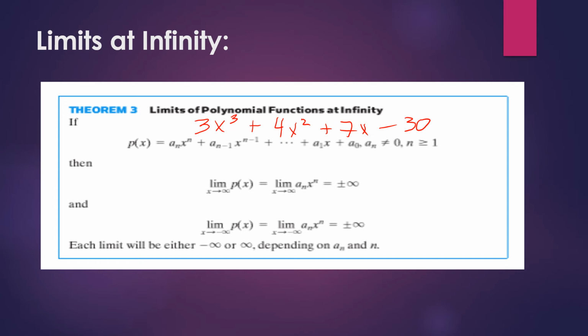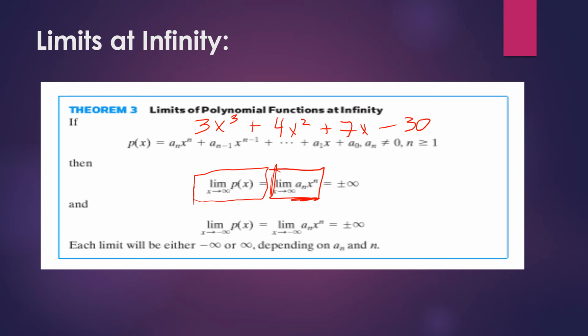Our x cubed is first because it is the highest degree. And then we've got x squared, 7x minus 30. So they say, given this setup, the only number that we really need to look at is the leading term. So they're saying the limit as x approaches infinity of p of x is really the limit as x approaches infinity of the largest term.